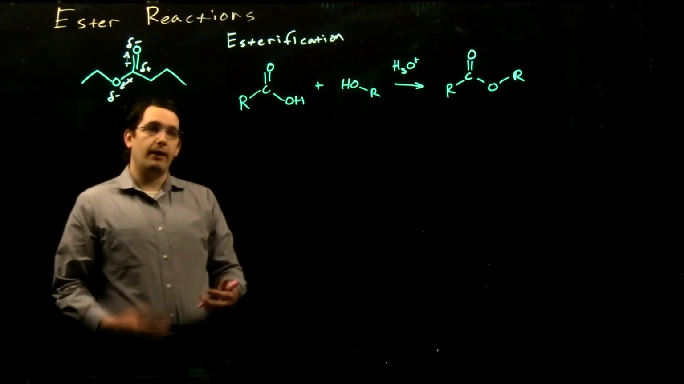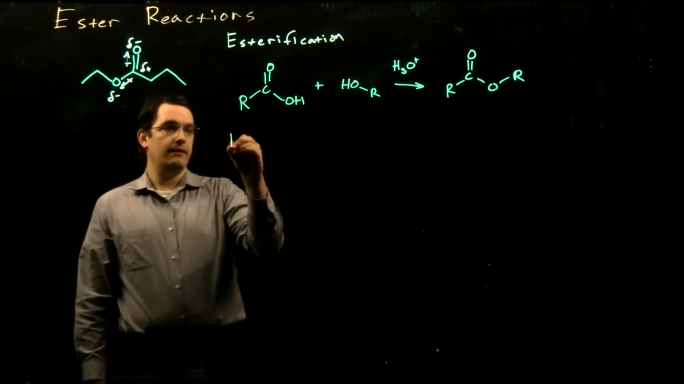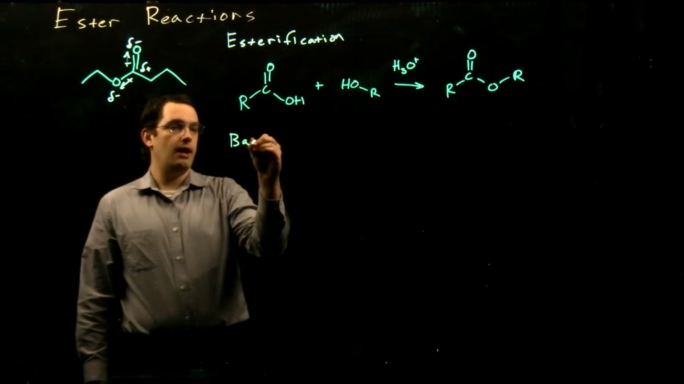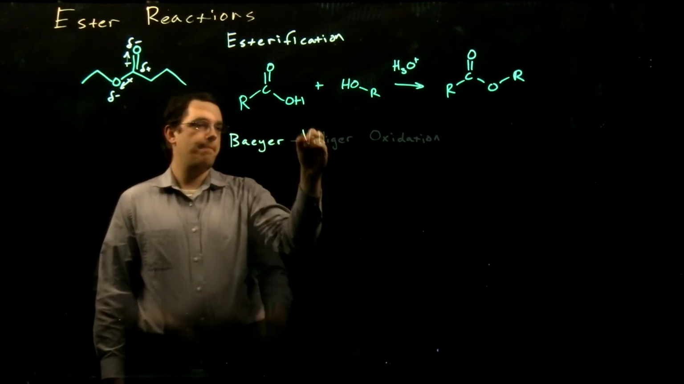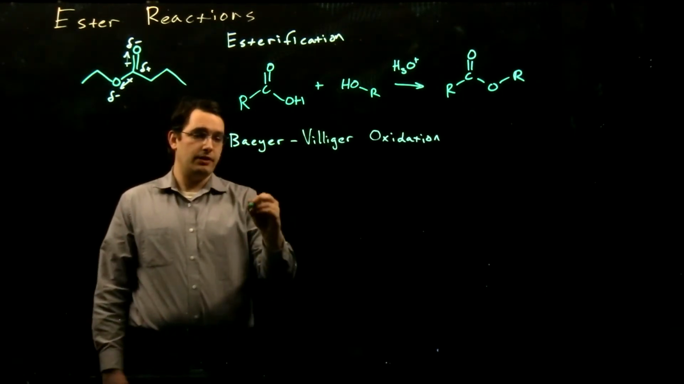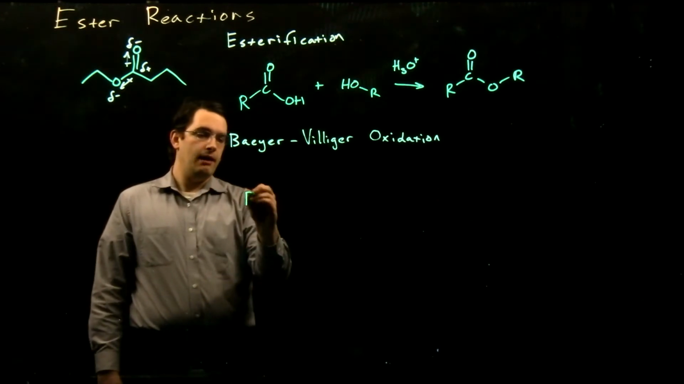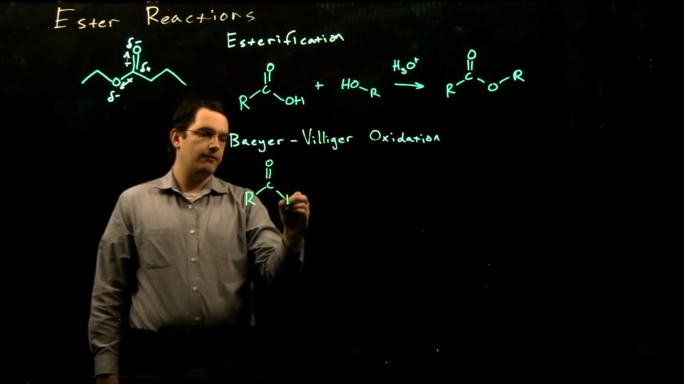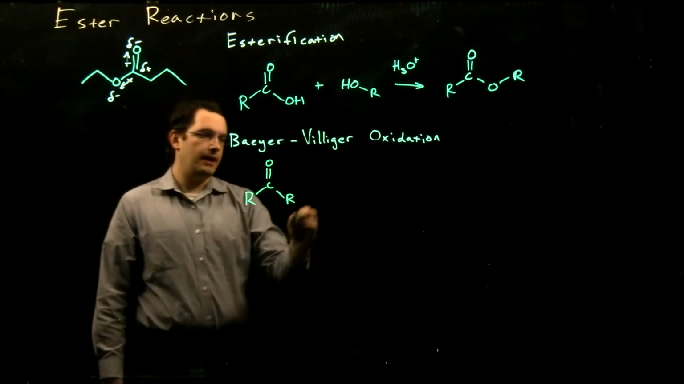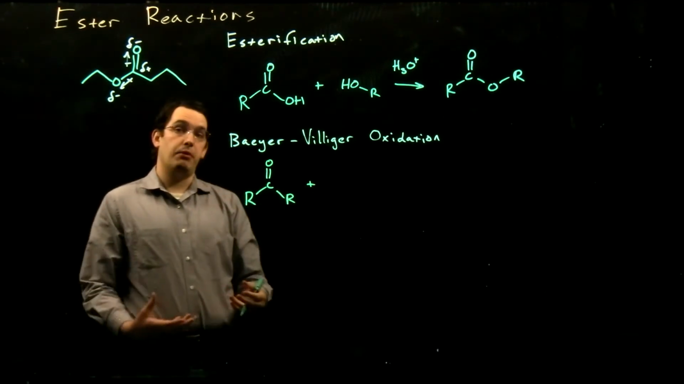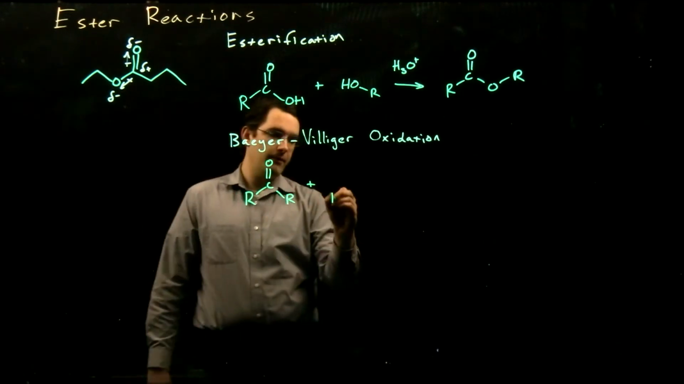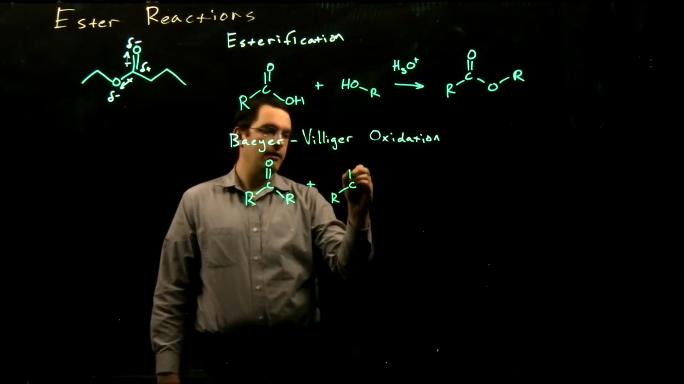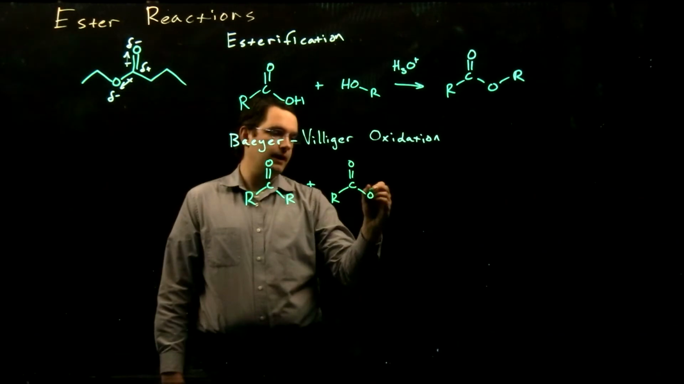One of the more unique ways to form an ester, though, is the Baeyer-Villiger oxidation reaction. Baeyer-Villiger oxidation actually allows us to create an ester from a ketone. So our ketone, of course, has our two carbons on either side. We're going to react this with a peroxy acid. Remember, we've used peroxy acids previously in order to produce epoxides.